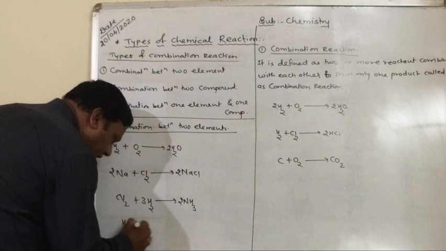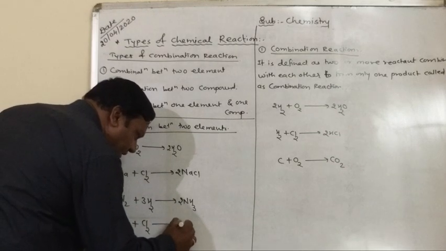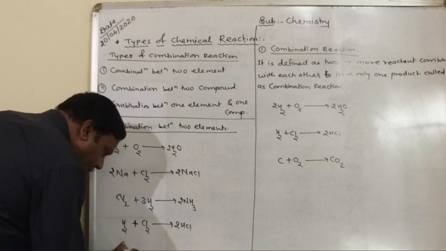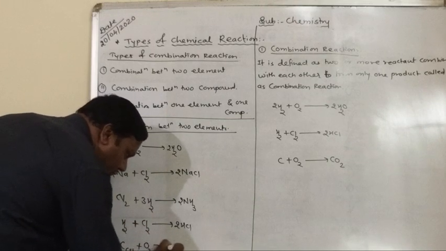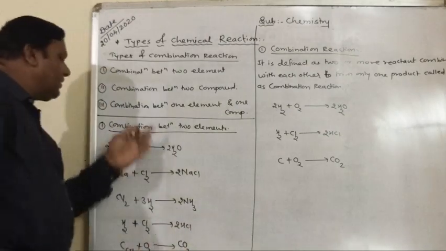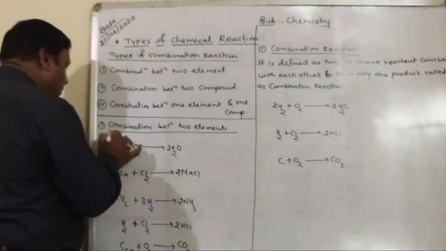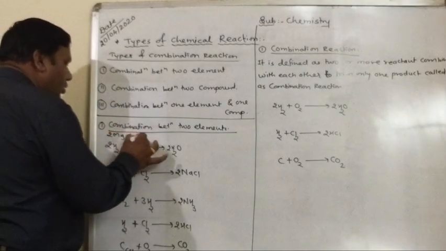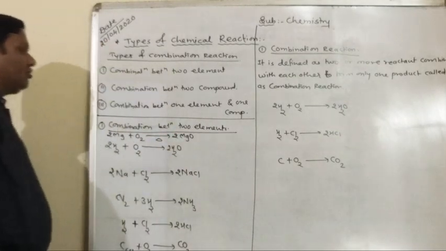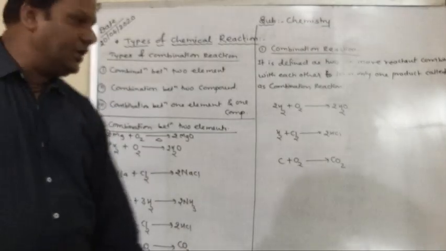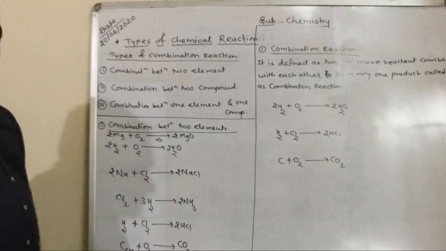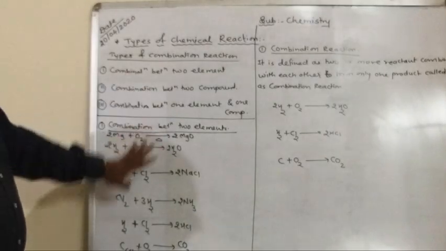Then hydrogen reacts with chlorine to get HCl. Then carbon plus O2, you will get CO2. So these are the various reactions. Again, magnesium burns with air to get magnesium oxide. So these all are combination reactions, and this combination involves only two reactants. Therefore, here two elements are involved.